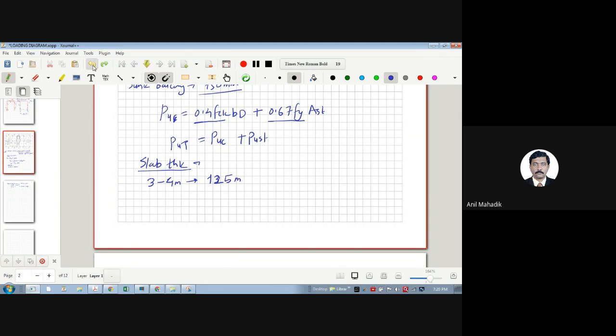Or if you are not comfortable, then you can say 130 mm. If the span is 4 to 5 meters, then you can think of 140 mm. Assuming thickness, you can assume this thickness.